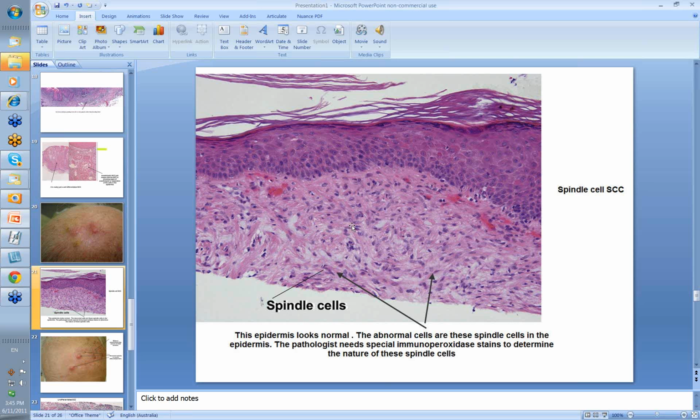Now, this can be awfully difficult for the pathologist to diagnose. They have to do special stains, immunoperoxidase stains, where an antibody with peroxidase attached to it latches on to a particular antigen. Spindle cell tumors can be melanomas, atypical fibrosarcomas, poorly differentiated SCC, and leiomyosarcomas. And there are different immunoperoxidase stains used to pick up either muscle, or the cells in an atypical fibrosarcoma, or the S100 cells that you might see in melanomas.